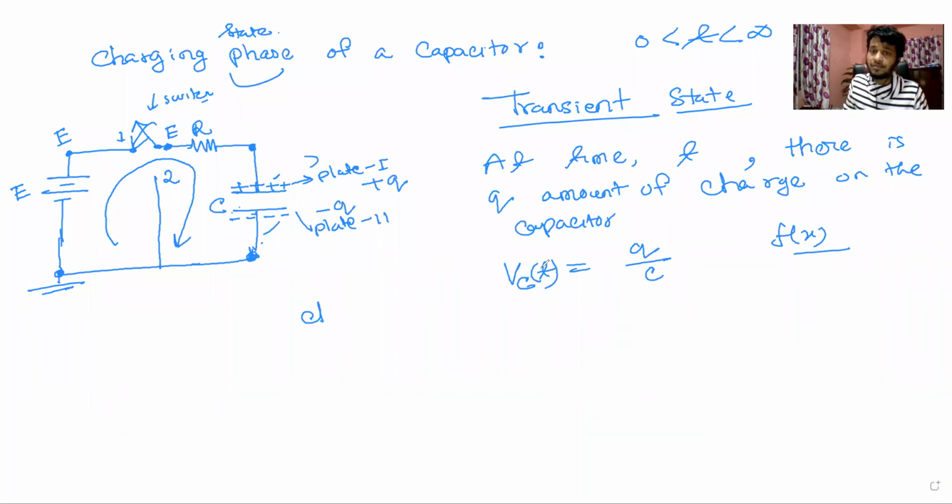Fine. Yes, sir. So if Vc, that means the potential across this capacitor, changes over time, then we can say that this is nothing but a function of time. Vc is a function of time, right? Yes, sir. We can say that, isn't it? We can say it, right? Yes, sir. Okay.